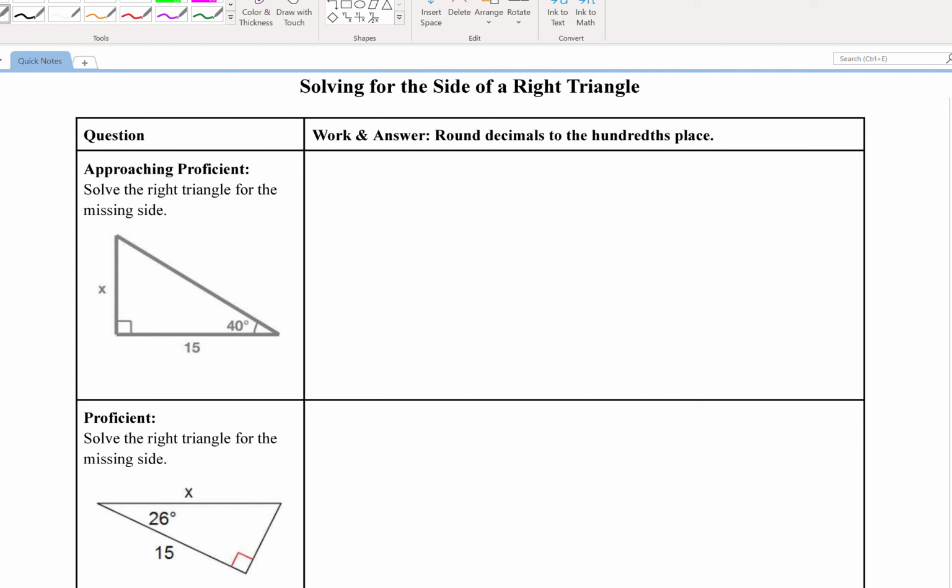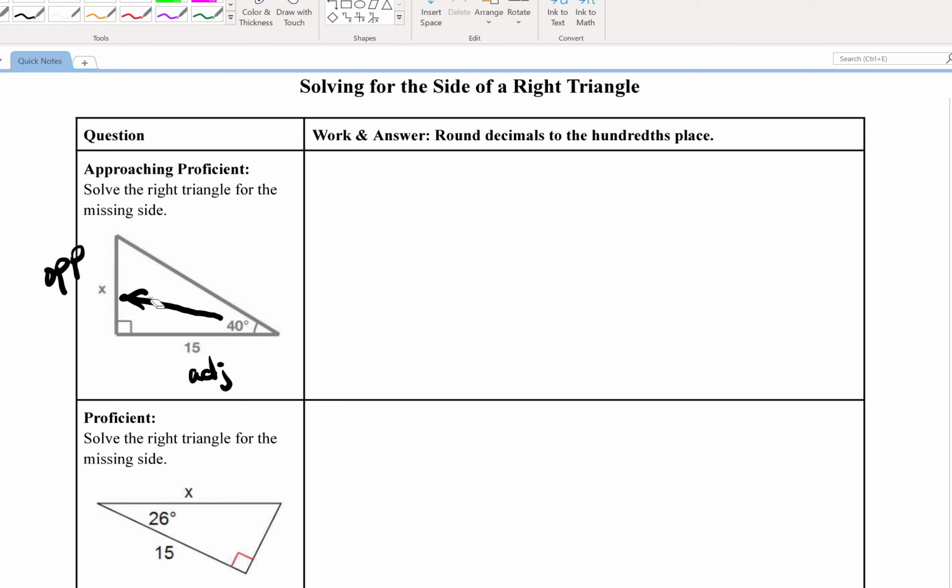In this particular problem, it says solve the right triangle for the missing side. It's marked with an X. And so what we're going to do, here is the angle, 40 degrees. If I point out there, that makes this the opposite side. The other, this is a leg, so this is the adjacent.